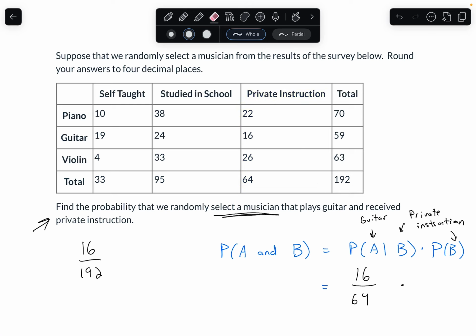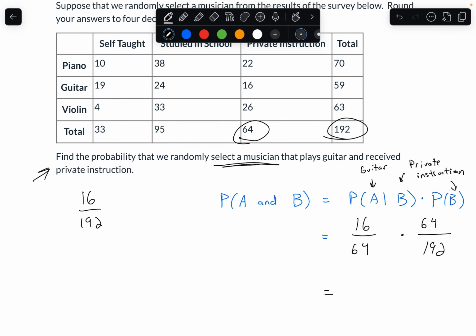So if I erase real quick, the probability that they received private instruction, I have 64 of those individuals, 64 out of a total of 192. And I would just multiply these together, and if we remember what we know about multiplying fractions, you can reduce across a fraction multiplication, which would mean 64 and 64. Those would reduce. They're both divisible by 64. So that would leave me with 16 times 1 gives me 16, and 1 times 192 gives me, well, 192, which is exactly the same as we had over here.